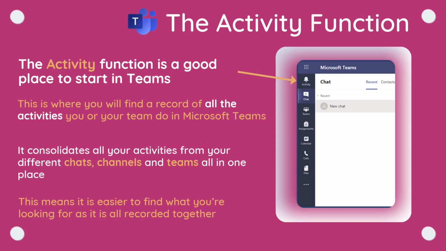Let's look at each of the functions in a bit more detail. The activity function is a great place to start when you open Teams. This function brings together all your recent activities in one place, which makes it much easier to ensure you don't miss anything important. So for example, this includes details of any messages or calls you've received, or notification of any files you or a member of your team have uploaded. You will see a small number appear next to the activity icon every time a new activity takes place.